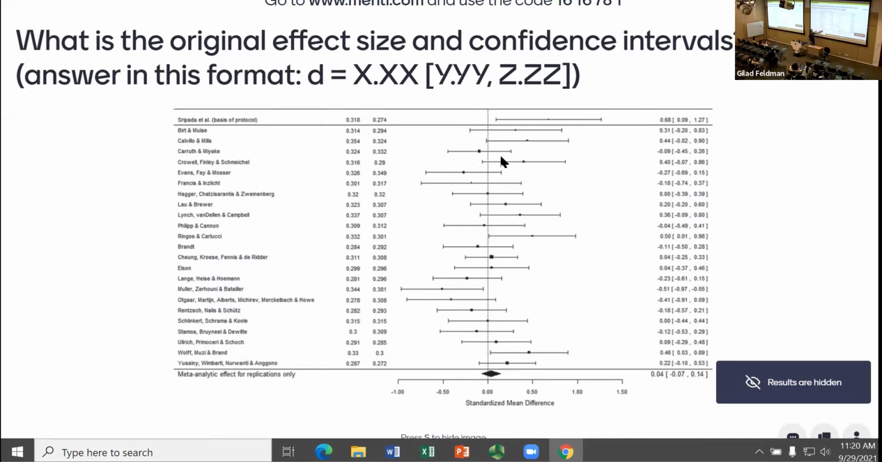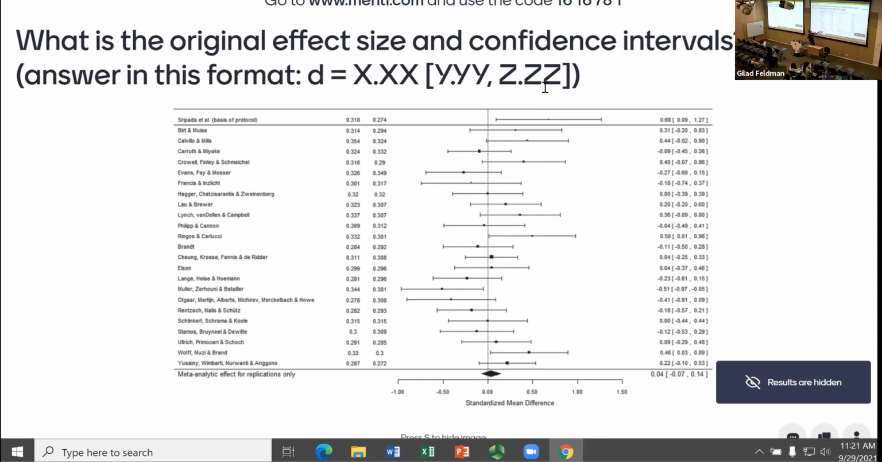This is what we see from the RRR of ego depletion. The first question is, when you look at this forest plot and you try to make sense of it, we are focused right now on the original effect size. So the original one that they tried to replicate, what is the effect size and what are the confidence intervals? Try to answer in this format: D, Cohen's d equals X dot XX, and then the confidence intervals in brackets.